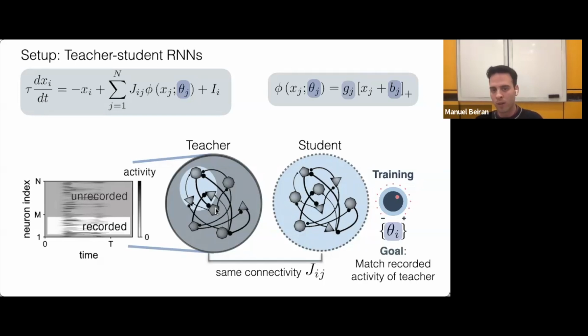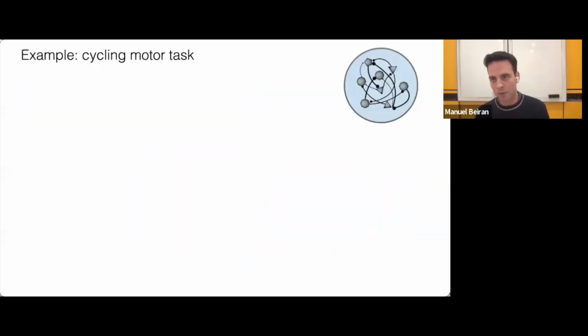That's question number 1. And question number 2 is, if that activity is the same, so if we're able to predict activity of neurons we didn't record from, are the single neuron parameters of the student equal to the single neuron parameters of the teacher or not? So those are the types of questions I'll be asking and the setup I'll be playing with today in this talk. So let me show you one numerical example.